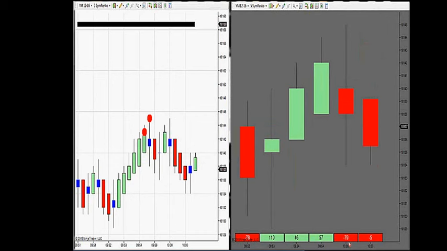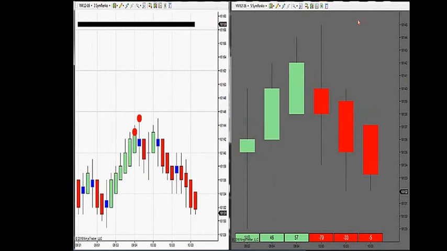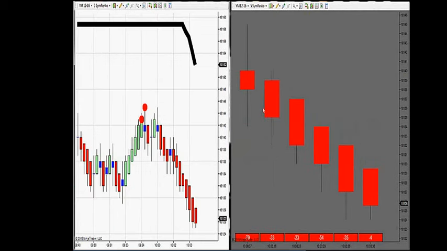There it is. Now, on the red market delta, 79 is a huge order imbalance. Anything over 50 on the Dow is big. Your stop loss is 2 ticks above the swing high. If it closes green, these first few bars, get out, but it doesn't. Look, red all the way down.